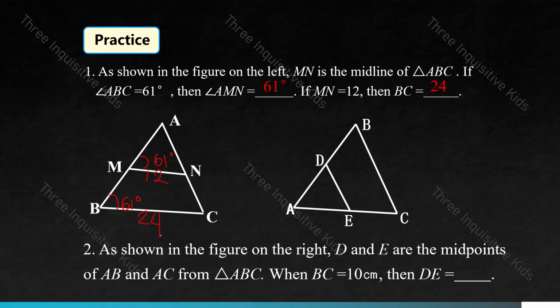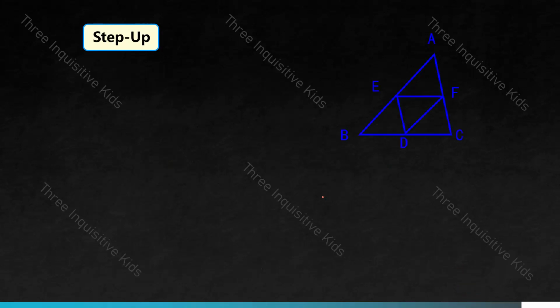As shown in the figure on the right, D and E are the midpoints of AB and AC of triangle ABC. So D and E are midpoints. When BC is equal to 10 centimeters, then DE is equal to what? Well, again, we know that DE is the midline of triangle ABC. And we know that every single midline is parallel with the third side, the side that it is not intersecting. And we also know that a midline has to be exactly half the length of the third side that it is not intersecting, which means we can do 10 divided by 2, which is 5. So DE is 5 centimeters.